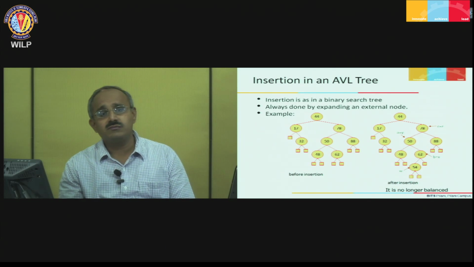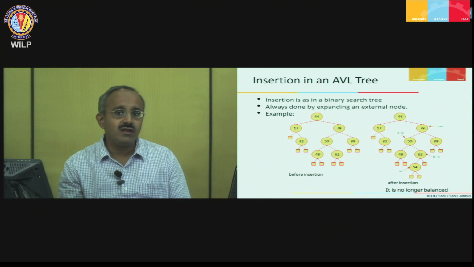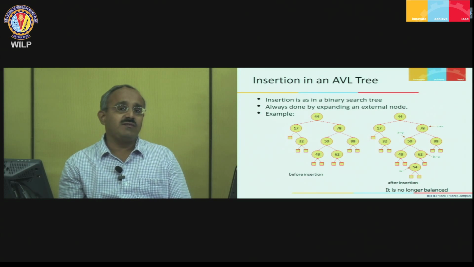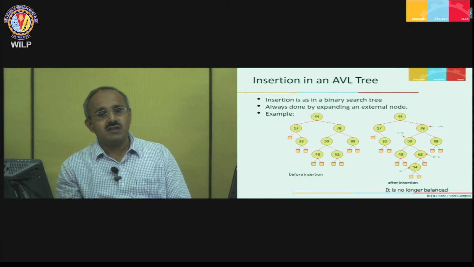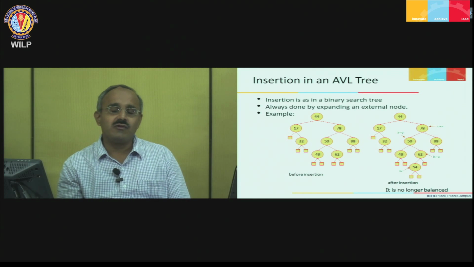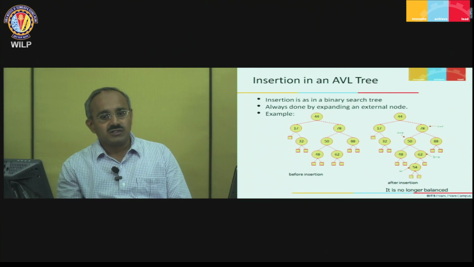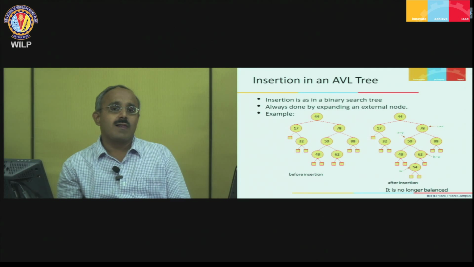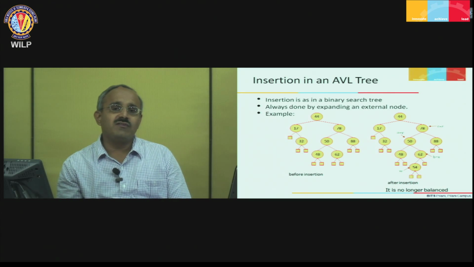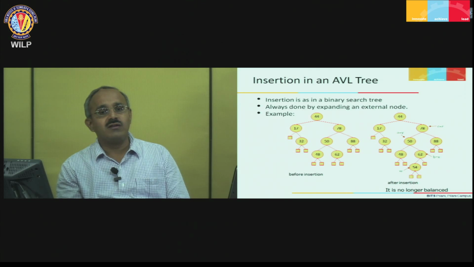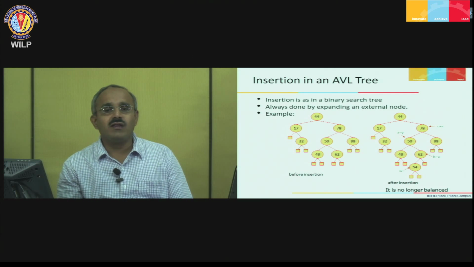To begin with, since an AVL tree is a binary search tree, your insertion is done as you do in a standard binary search tree. That is, you search for the key that you want to insert. If that key is not present in the tree, your search procedure is going to return a null node. You simply place your key in that particular null node. So, you are always going to insert your key at a null node, at the last level or at a leaf node. So, it is always done by expanding an external node.